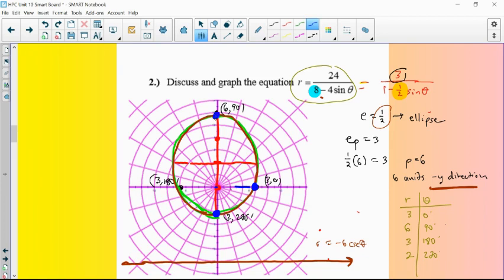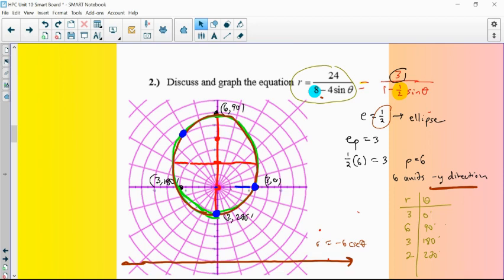Let's look at this point. From here down to the pole, that's a distance of 6. From here down to the directrix at -6, that's a distance of 12. It's a 1 to 2 ratio. So every point on this ellipse has a 1 to 2 ratio if you measure the distance to the pole compared to the directrix. So there is our ellipse right there.